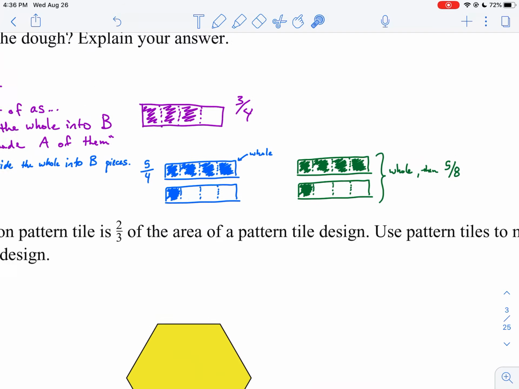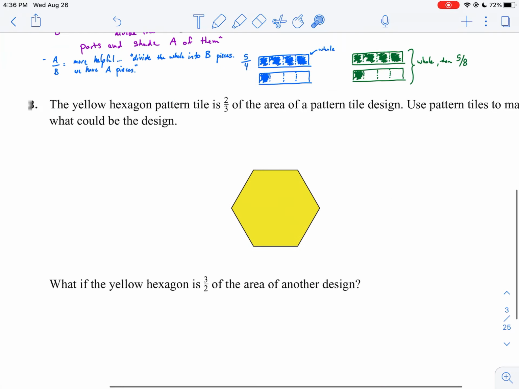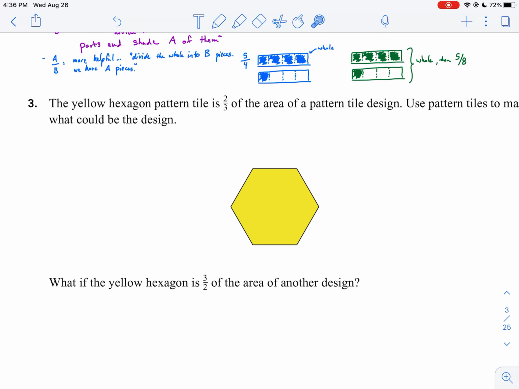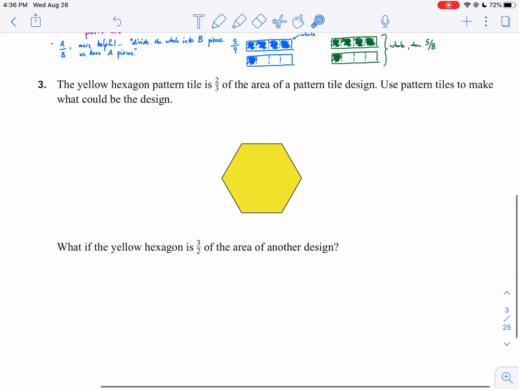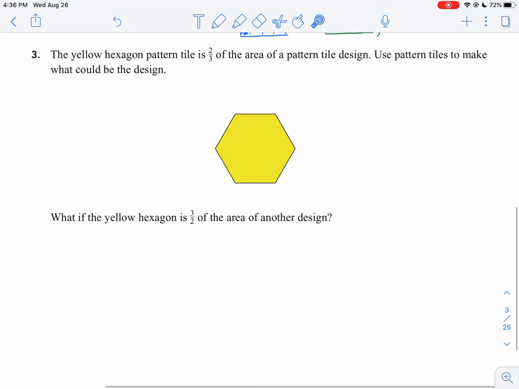All right, let's take a look at problem number 3. This is on class activity 2B. It says the yellow hexagon pattern tile is 2/3 of the area of a pattern tile design. Use pattern tiles to make what could be the design. All right, so first you have to understand what it's saying, and that's maybe a little tricky. So this is 2/3 of the area of another design.